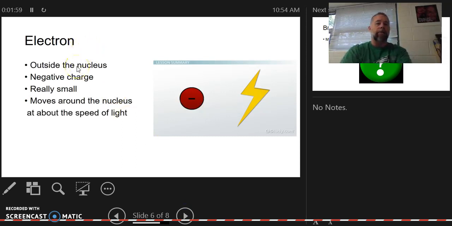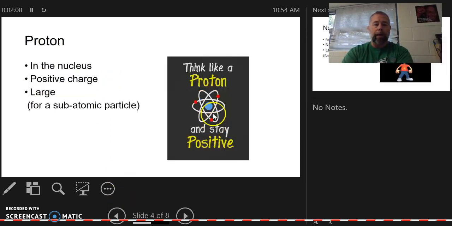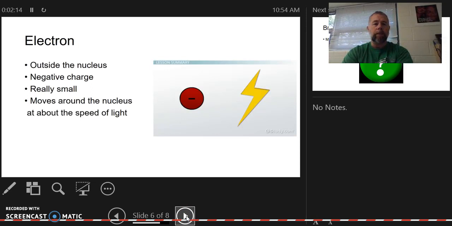Electron. It's outside the nucleus. It's a negative charge. It's really small. It moves around the nucleus at the speed of light. So if we're going back here, again, here's our nucleus. So our electrons are moving out here. Get all this information down.